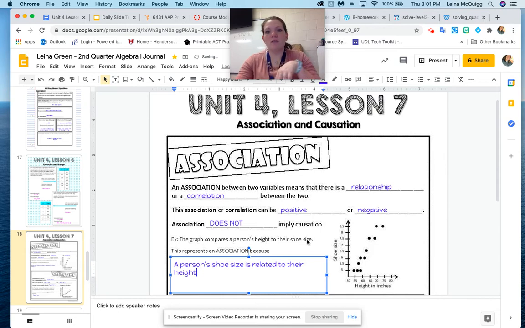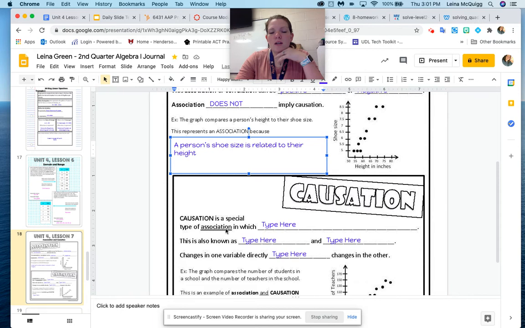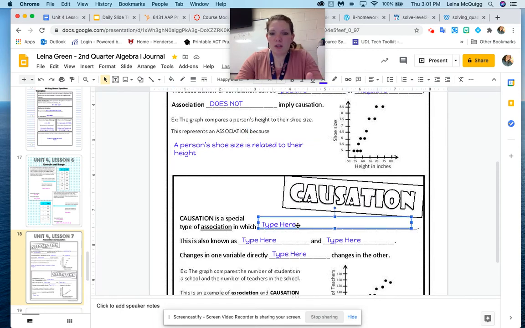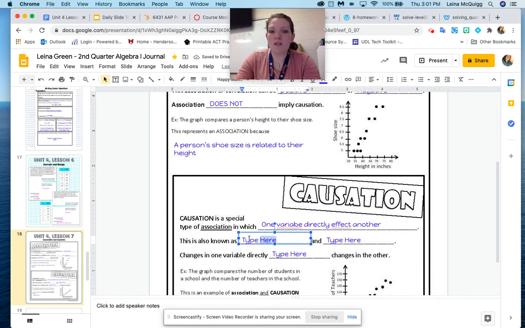All right, so then causation. Causation is a special type of association in which one variable directly affects another. So one affects the other. This is also known as cause and effect. So one happens because of the other. Cause and effect.